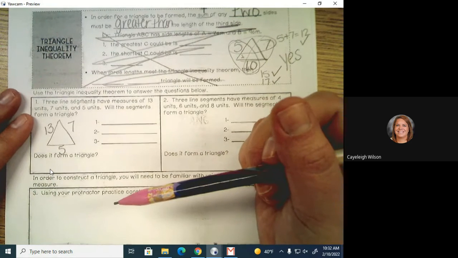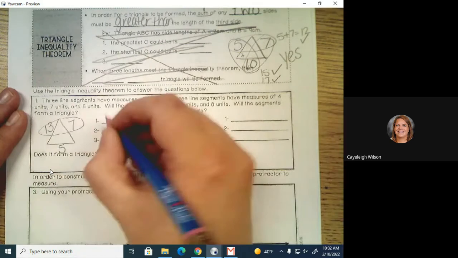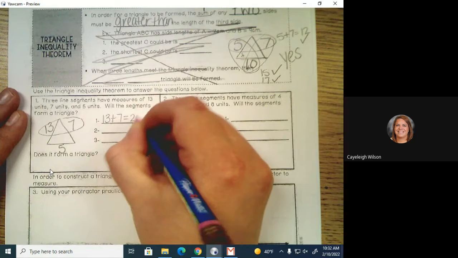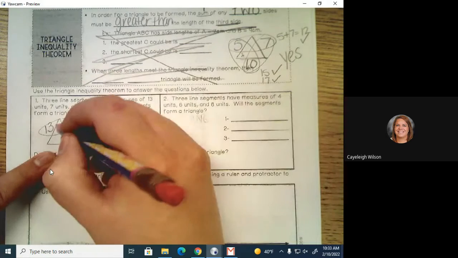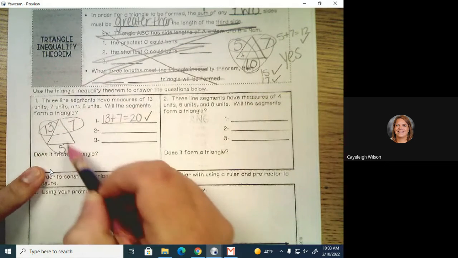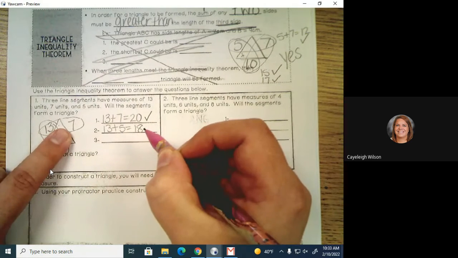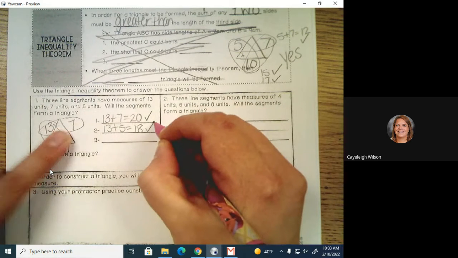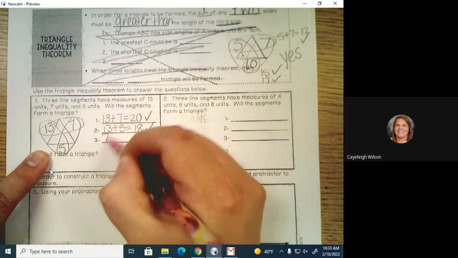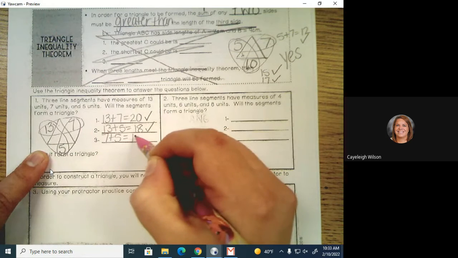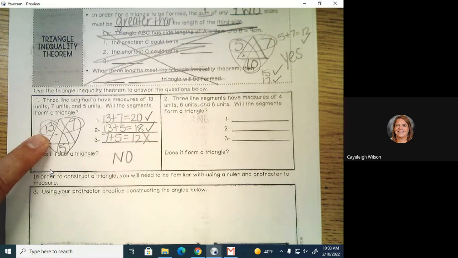So look up here. Look at the board. So I'm going to add sides together. I'm going to add these two together. So 13 plus 7 is 20. Is that greater than 5? Yeah. So it's greater than the third side. And then I'll do the next one. 13 plus 5 is 18. Is that greater than the 7? Yes. Then I'm going to add the last two sides together. 7 plus 5 is 12. Is that greater than 13? No. So no, that's not a triangle.